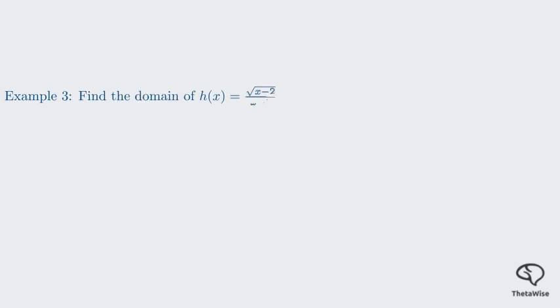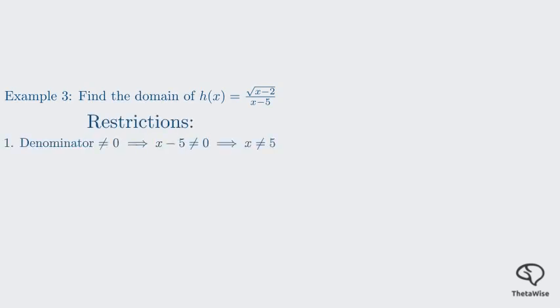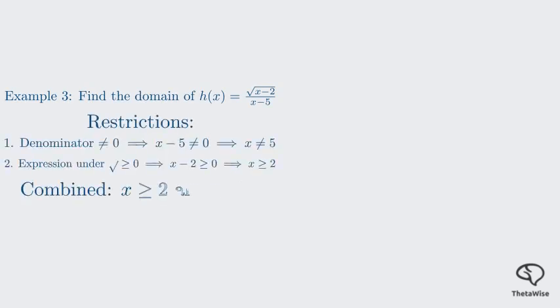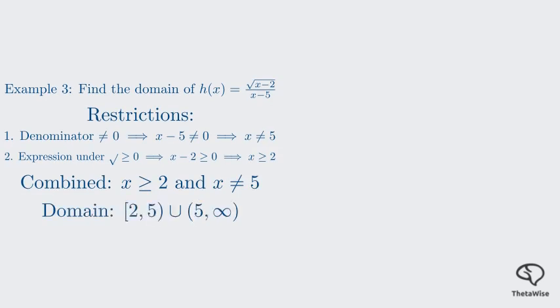Example 3. Find the domain of h(x) = √(x - 2)/(x - 5). This one has both restrictions. First, the denominator x - 5 cannot be 0, so x cannot be 5. Second, the expression under the square root, x - 2, must be non-negative, so x must be greater than or equal to 2. Combining these, x must be greater than or equal to 2, but not equal to 5. The domain is the interval from 2 to 5, union 5 to infinity.